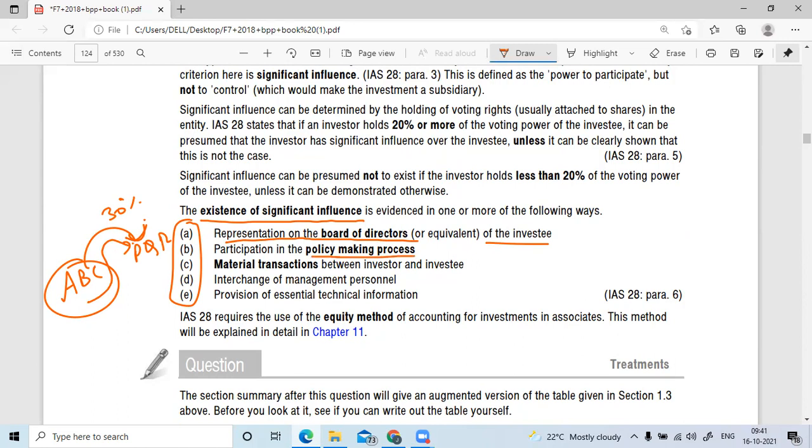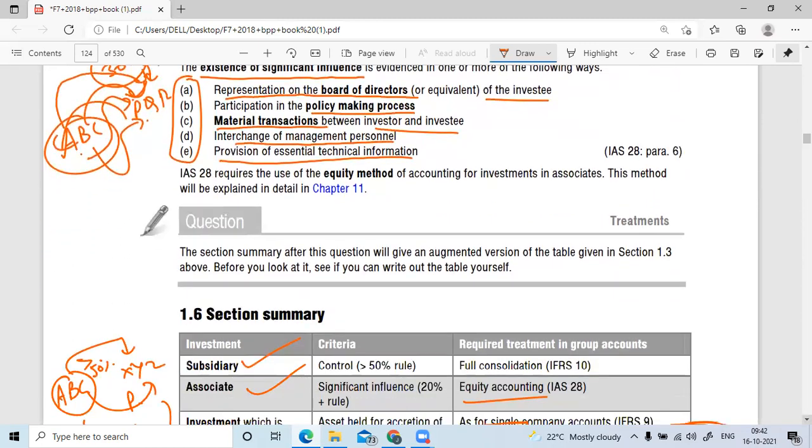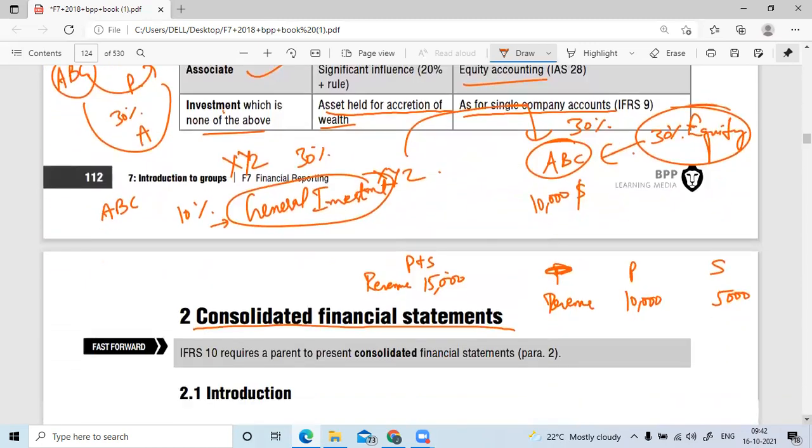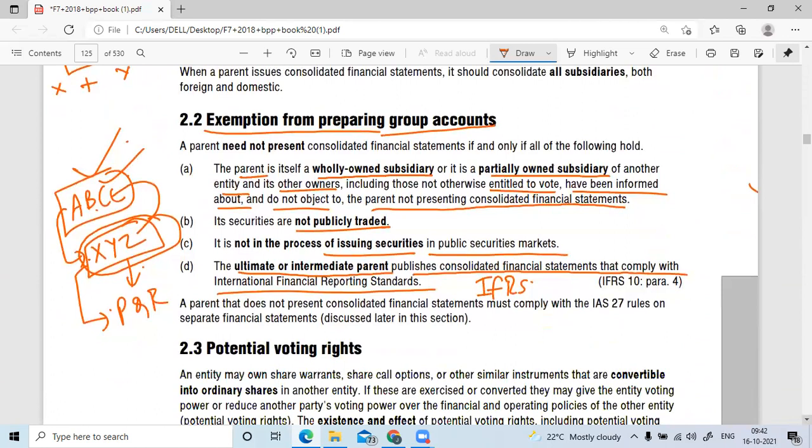Participation in the policy making process, we already discussed. Material transactions between investor and investee can happen between them. Interchange of management personnel: these guys can transfer some people here, and these guys can take some people from here. Provision of essential technical information: wherever required, these guys can share that information. Why? Because they have a 30% holding in this company, so they can do that. This is now almost done. We covered it.